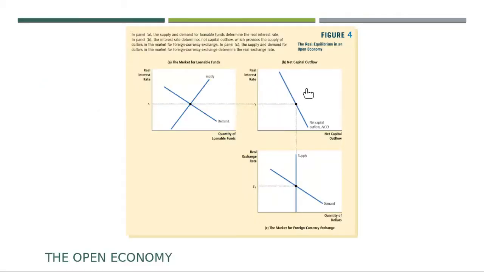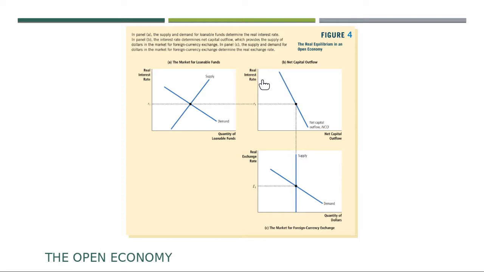What this means is that when we combine the market for loanable funds with net capital outflow and the FX market, we can see clearly now how an adjustment in the real interest rate leads to a change in the supply of funds in the FX market. So notice here, the equilibrium real interest rate at R1, where the supply of loanable funds equals the demand for loanable funds, we trace this over, and it determines the real interest rate for the net capital outflow market.